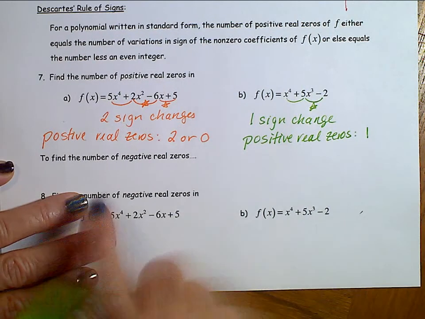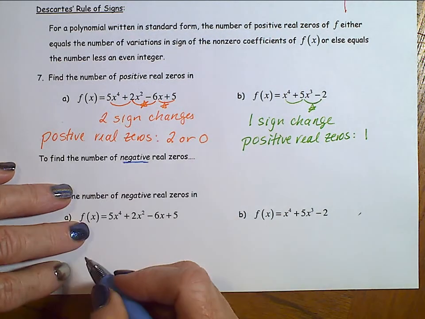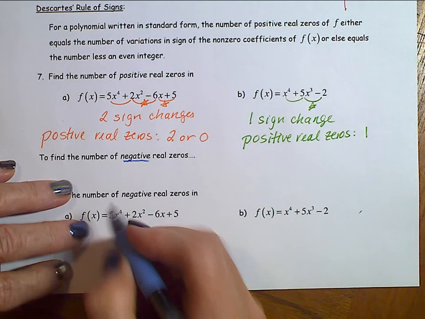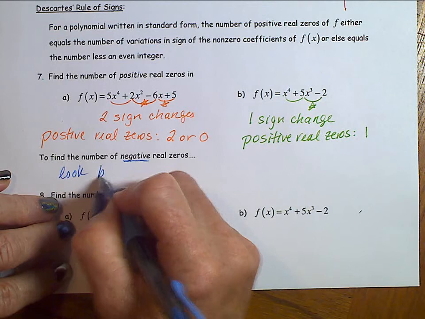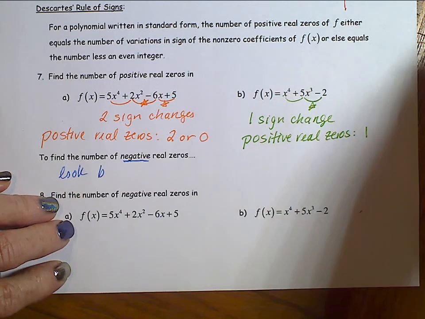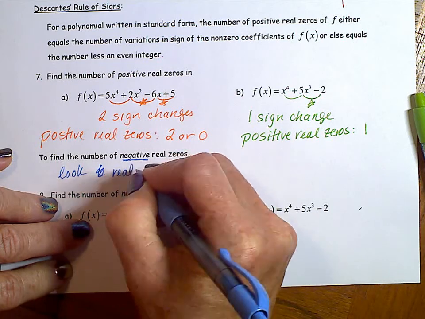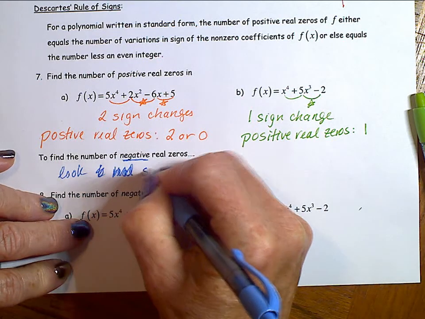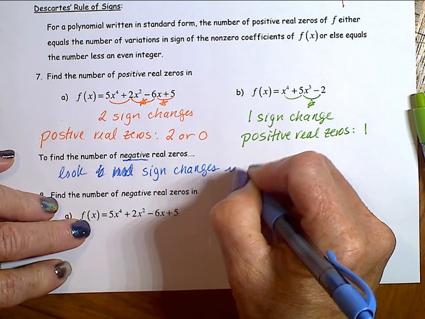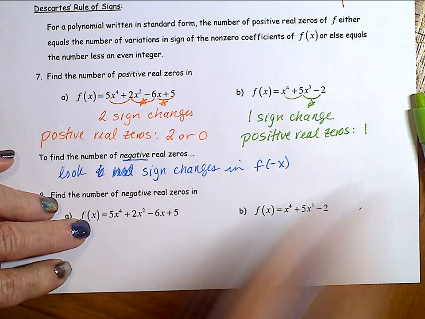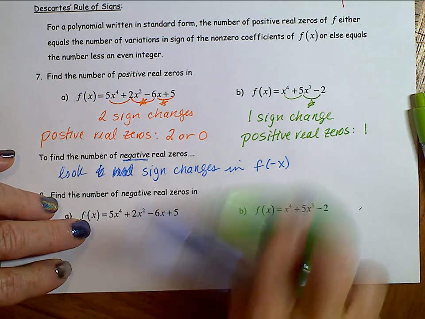If we want to look farther and find out the number of negative real zeros, so how many of those zeros are negative, then we follow the same idea, but we're going to look for sign changes in f of opposite x. We're looking for sign changes in f of opposite x.